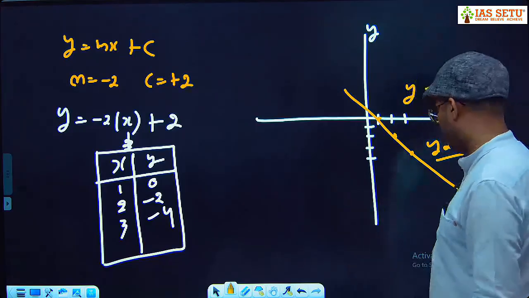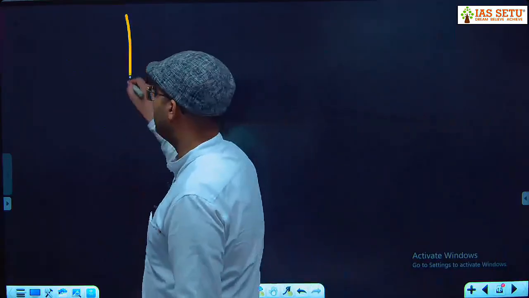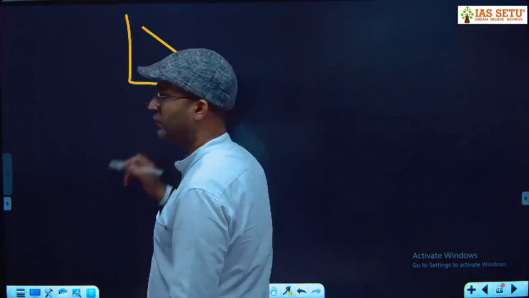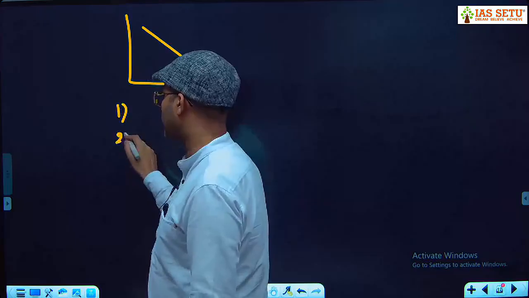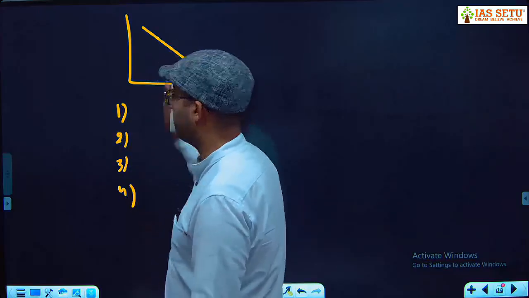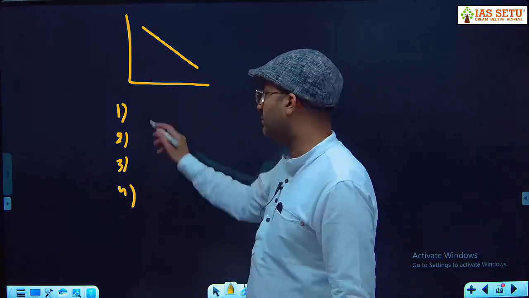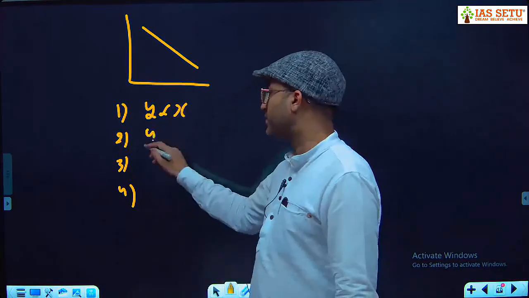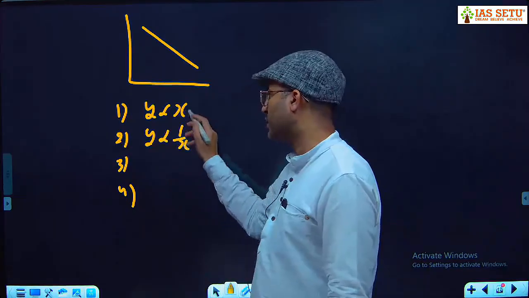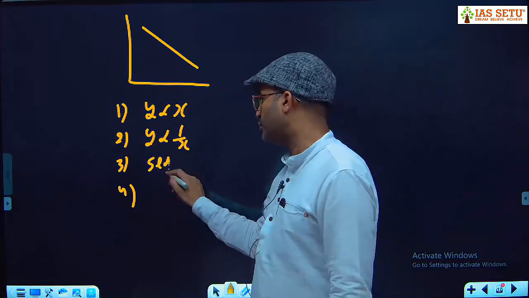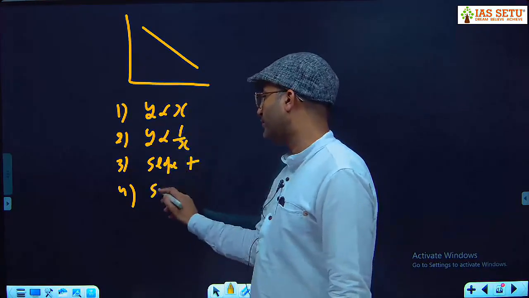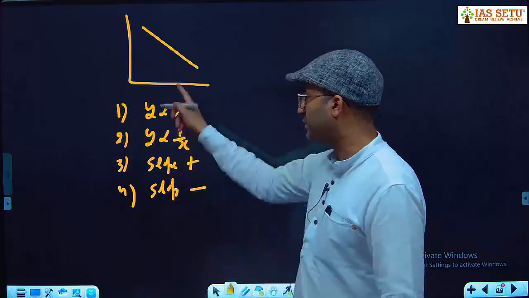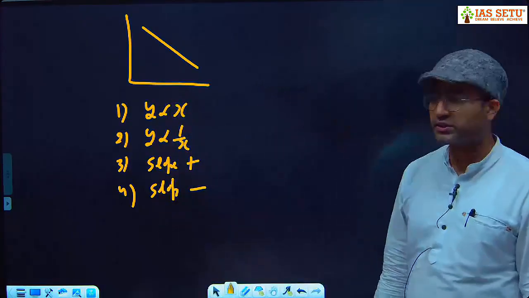For example, if the examiner will give you this graph and give you 4 statements, and will ask what it represents. Statement number 1, y is directly proportional to x. Statement number 2, y is inversely proportional to x. Here slope positive. Here slope of this line is negative. Tell me out of these 4, what are the correct statements?